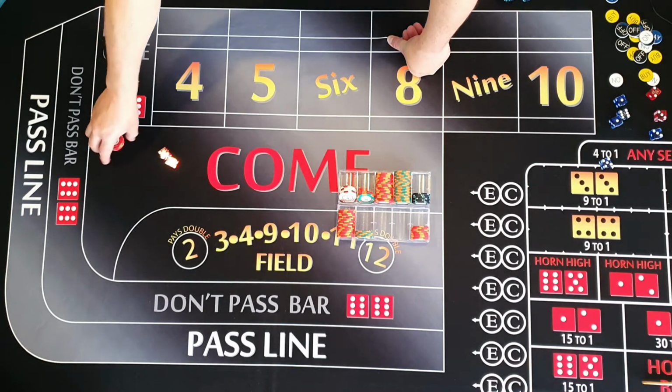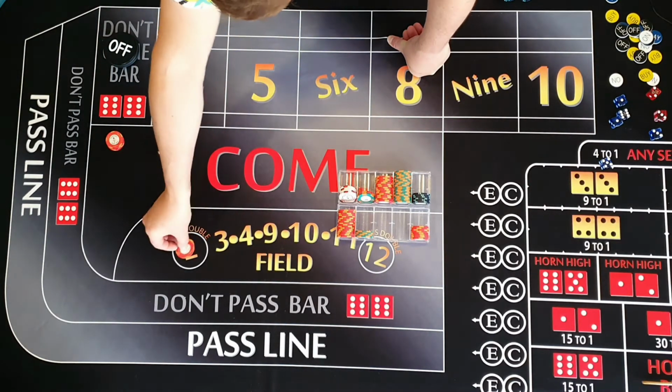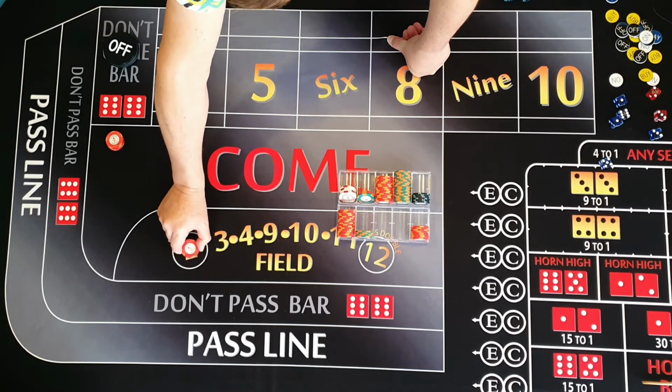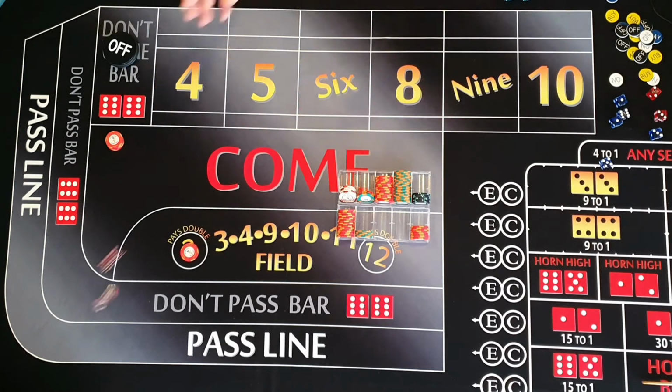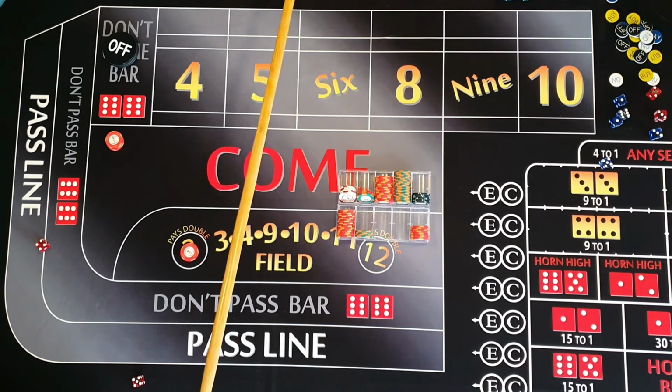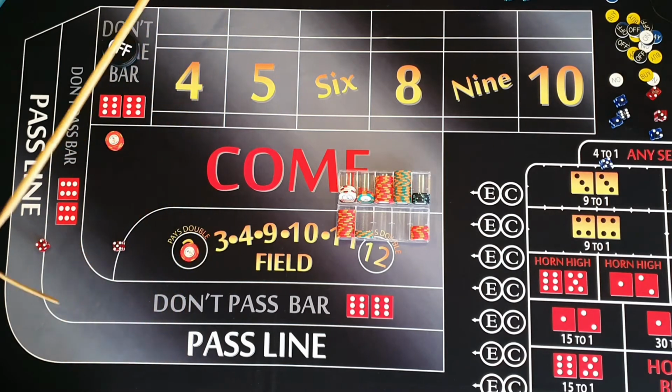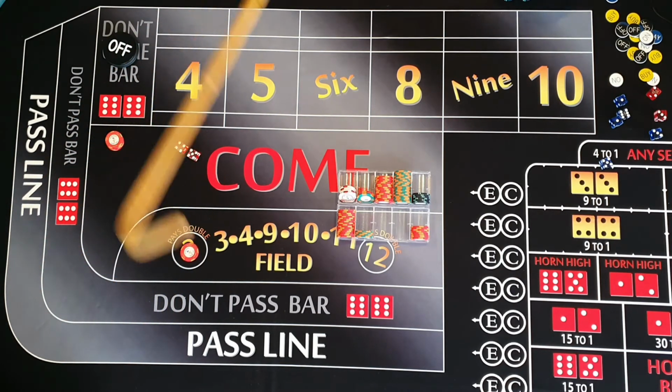Okay, so we lost that one. Let's go in again. So yeah, we certainly got hit on that 9. But you know, we also recovered from the 7 a lot of times as well. So there's that 9 again.